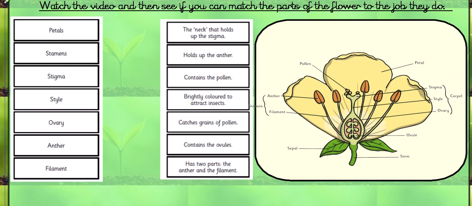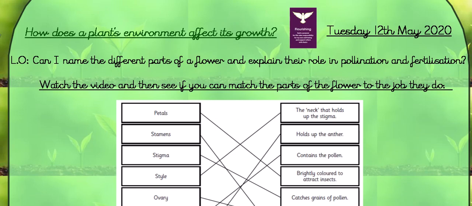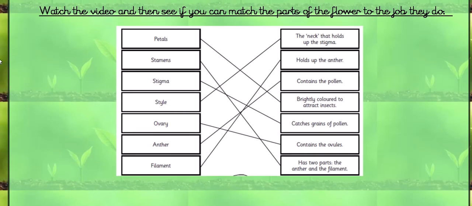Give that a go now, pause the video and play so that you can check your answers. Okay, here are the answers. Give yourself a little tick if you got it right. So we've got petals which are brightly coloured to attract insects. Give yourself a tick. We've got stamens, which if we come all the way down here, has two parts, the anther and the filament.